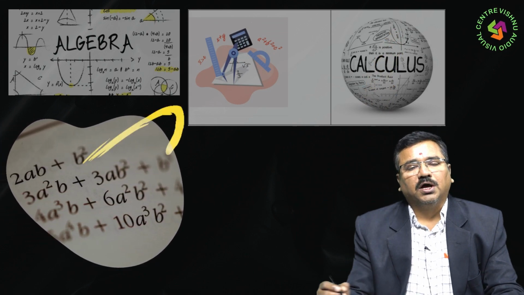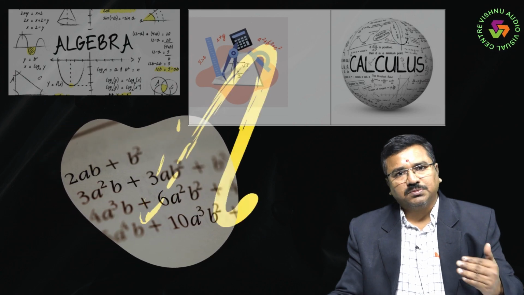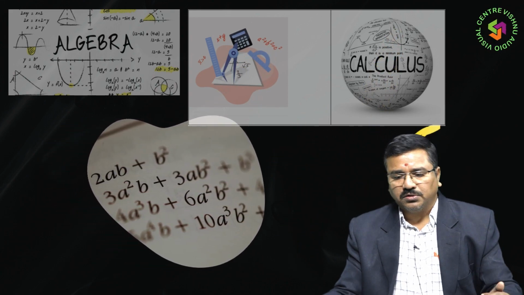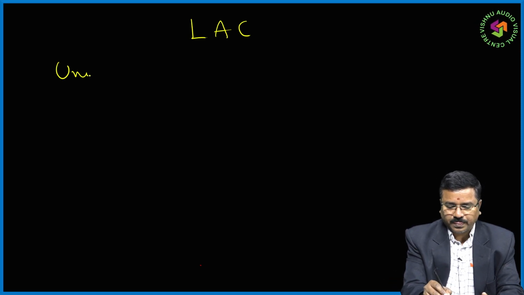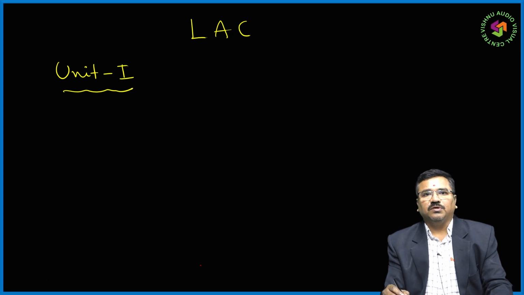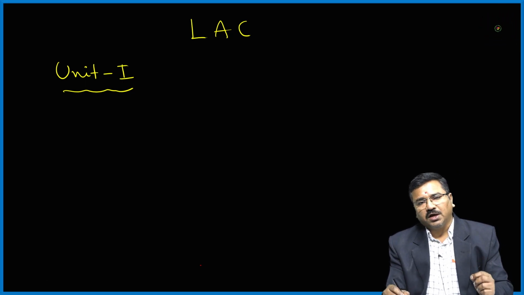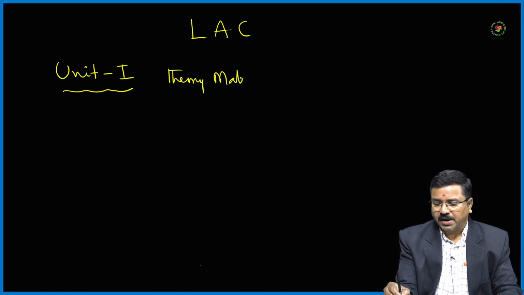So we have linear algebra and calculus, in total 5 units. Let's go through the content of each unit one by one. That is LEAC, linear algebra and calculus. Unit 1 is the theory of matrices.